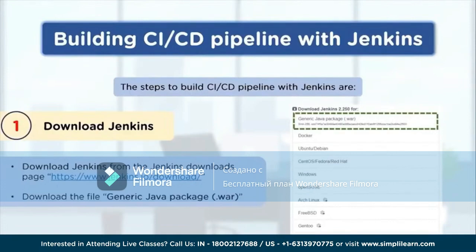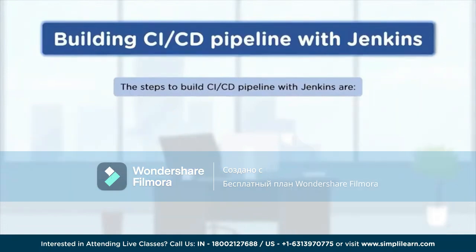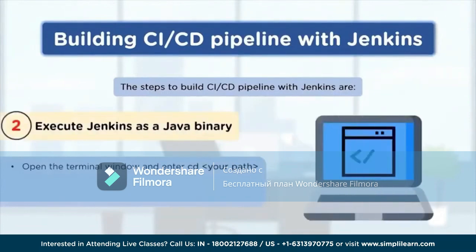You download the generic Java package, like a WAR file. Then you have to execute it. You download that into a specific folder structure. Let's say you have created a folder called Jenkins. Now you go into that Jenkins folder with the help of the cd command, and there you run the command java -jar jenkins.war. So these are executable artifacts. WAR files can be easily executed. Jar files and WAR files can be easily deployed.